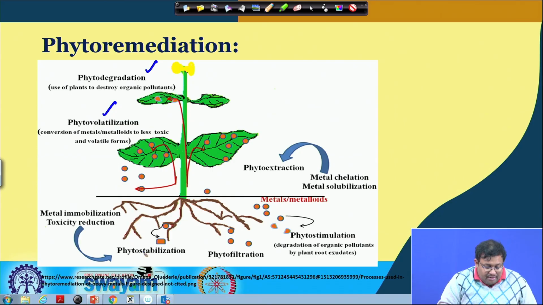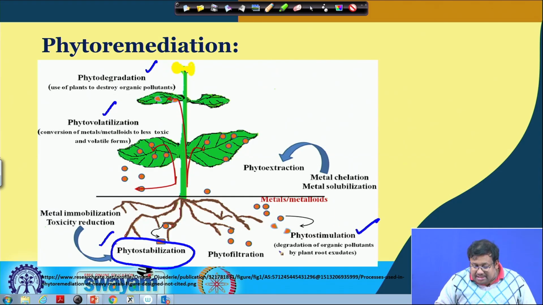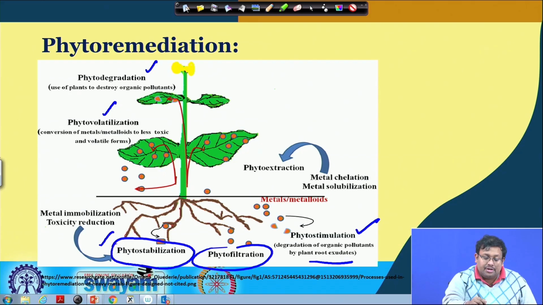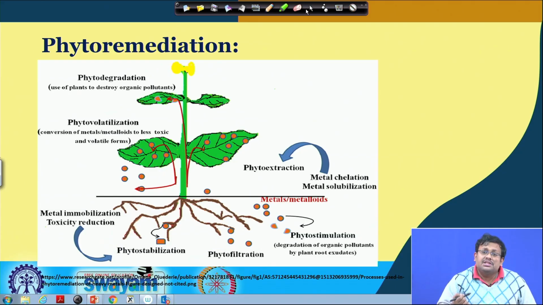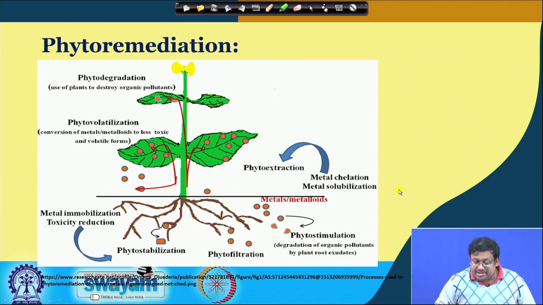Similarly, phytostabilization is another important process of phytoremediation, where it immobilizes metals and ultimately reduces toxicity. And phytostimulation is the degradation of organic pollutants by plant root exudates, and it also degrades different types of metals, and phytofiltration. So, these are different processes of phytoremediation which are important, and each of these processes can be studied in more detail for a better understanding of phytoremediation.